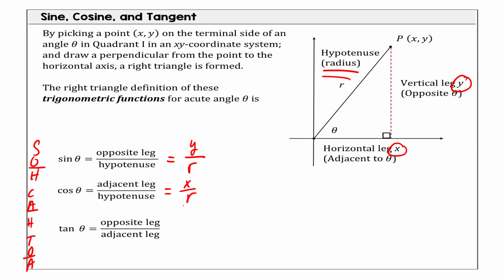Okay, your tan theta is your opposite over your adjacent. Your opposite leg is your vertical, which is your y. Your adjacent leg is your horizontal, which is your x. So when we're defining them, it comes down to y over r, x over r, y over x. That is how we identify sine theta, cosine theta, and tan theta from a coordinate pair.